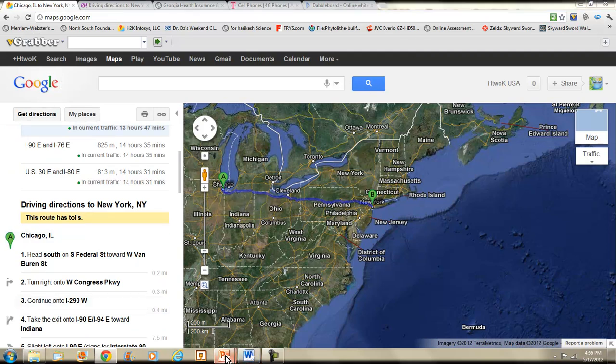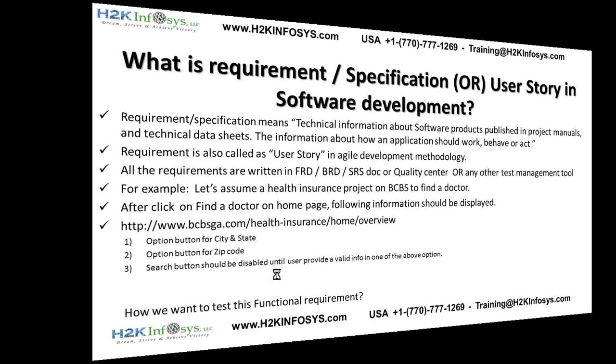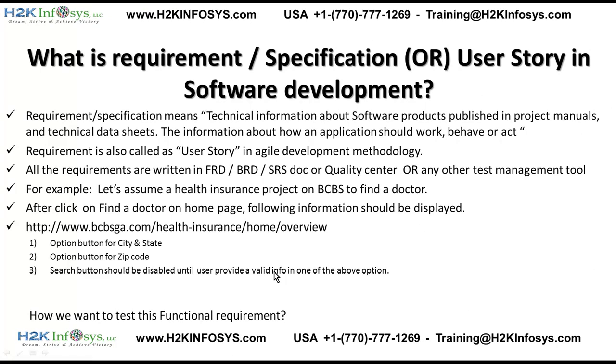In a similar way, let's take our example about test cases. Actually, before I go to what is a test case, let me talk about what is a requirement or specification or user story. A requirement or user story or specification means technical information about software products published in the project manuals or technical data sheets. A requirement is also called a user story in the agile development methodology. Most of the time these requirements are written in a functional requirement document or business requirement document or solution requirement document, or in some other tools like Quality Center or any other test management tools.